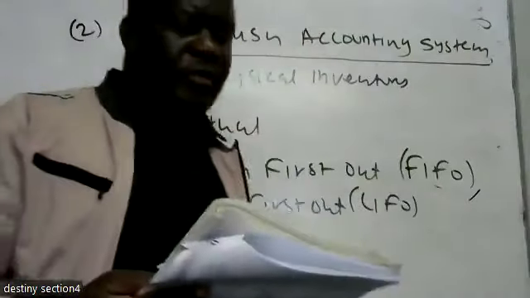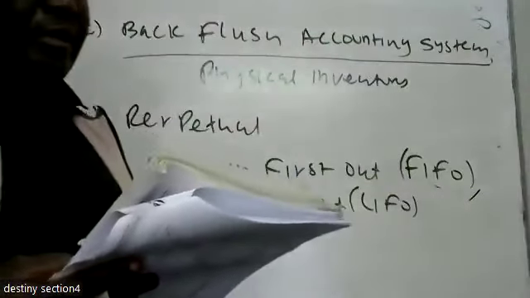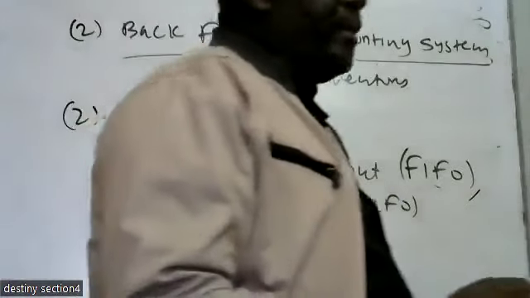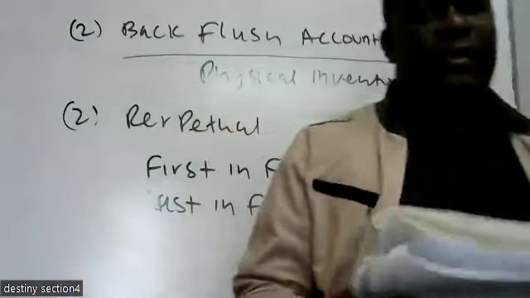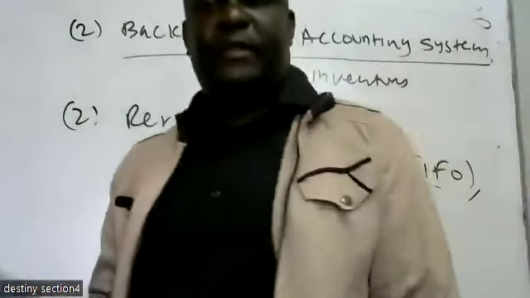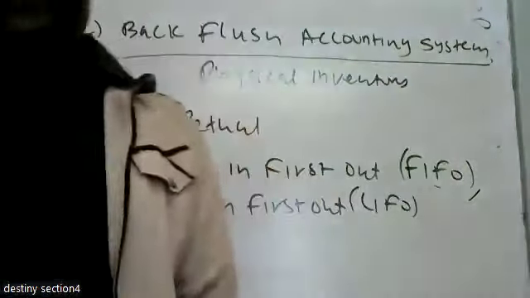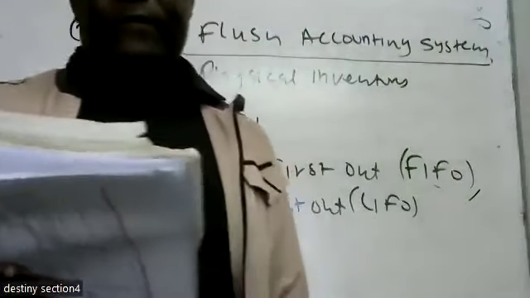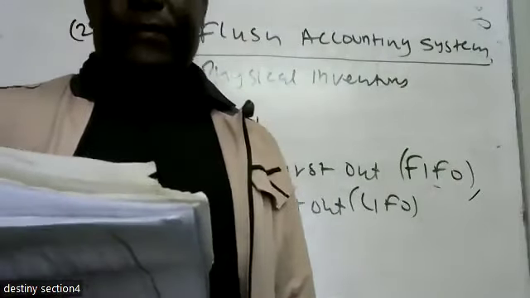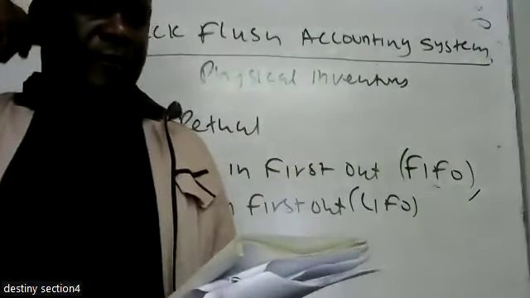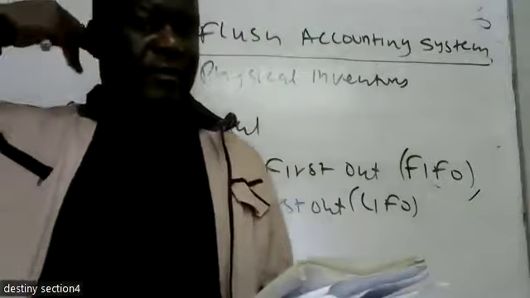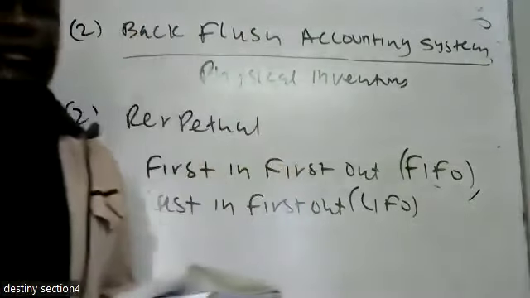Then number three is that the operations of the business are not interrupted. We can also have the disadvantages of the continuous inventory system.